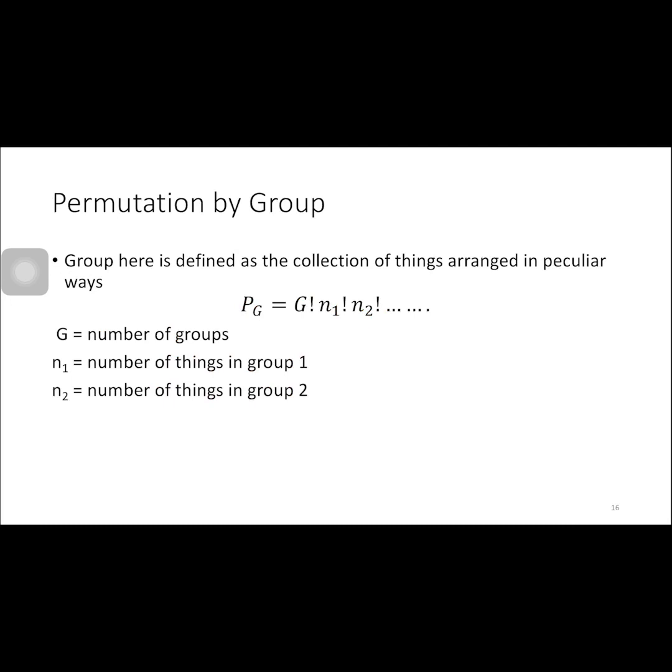Next is permutation by group. A group here is defined as a collection of things arranged in peculiar ways. So we have PG is equal to G factorial times N1 factorial times N2 factorial, where G is the number of groups, N1 is the number of things in group 1, and N2 is the number of things in group 2.